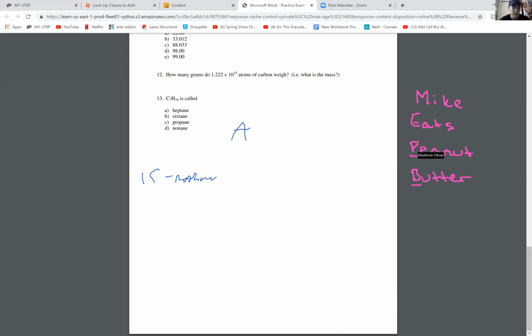C7, which is heptane. 8 octane. 9 nonane. 10 decane. That make sense? Exactly. Mike eats peanut butter. That's how I remember the first 4. And after that, it just becomes a lot simpler.